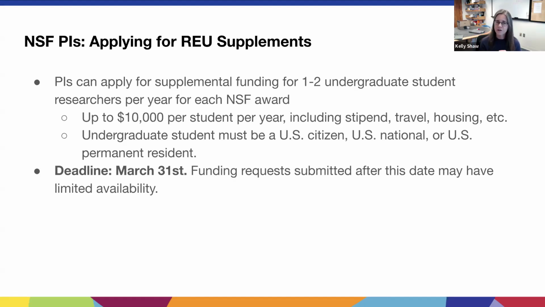Now, a key catch here is that the undergraduate student must be a U.S. citizen, U.S. national, or U.S. permanent resident. In general, the NSF says you should apply by March 31st for these REU supplements, because funding requests submitted after that may have limited availability because the funds are already used.